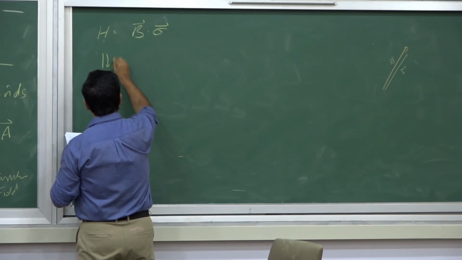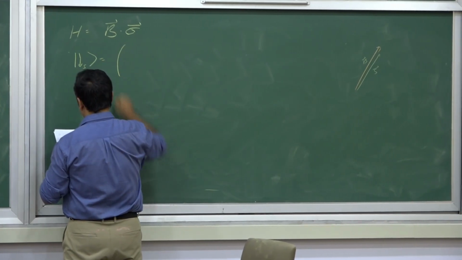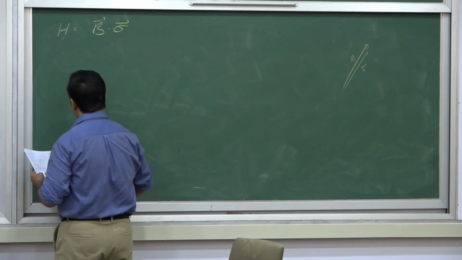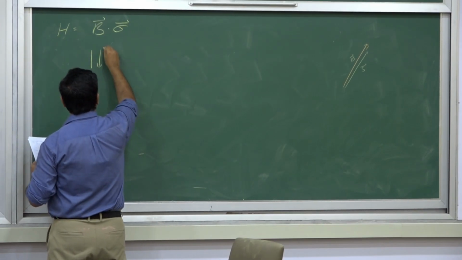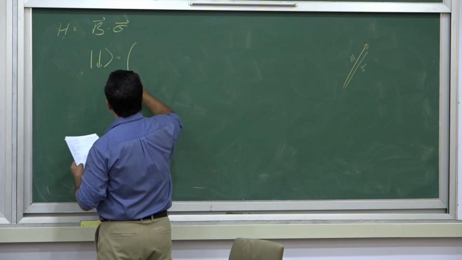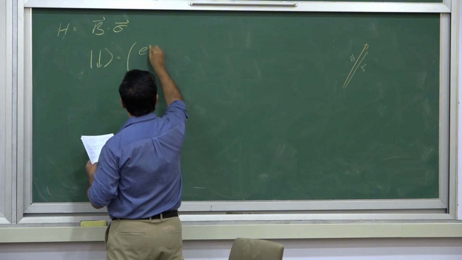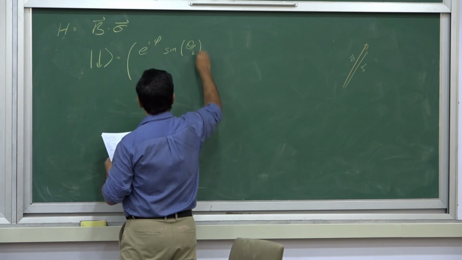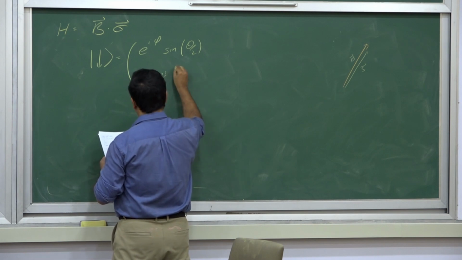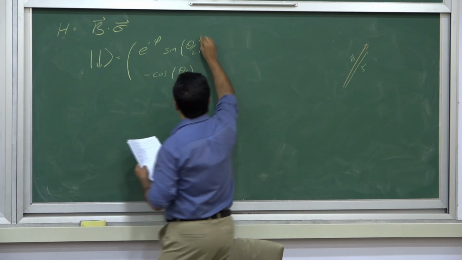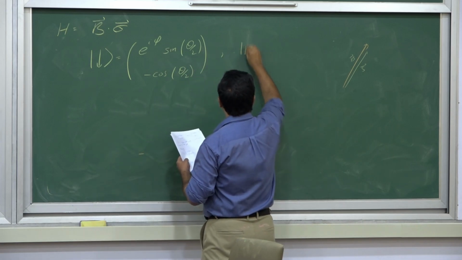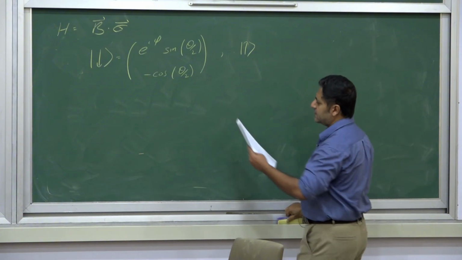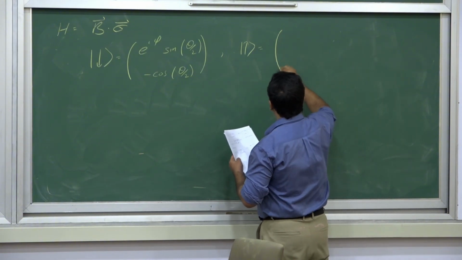So let's write the states. Well, we have down and up states. It doesn't matter which one you call down or up. Putting a minus sign will fix it. So it's just a two-level system. You have only two eigenstates.